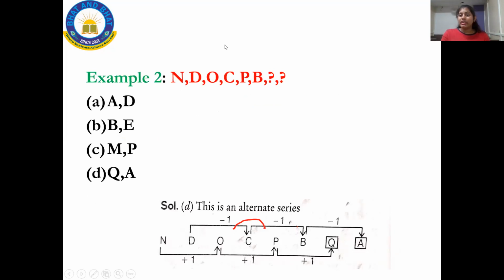Don't write, listen to me. If you're writing, definitely you will not understand. Listen to me first. As I told you, in a series you may get one question mark or two question marks. So they have given two question marks here: N, T, O, C, P, B, question mark. So what is my first step now? Listen to me. I'll tell you later whether you have to write this down or not.